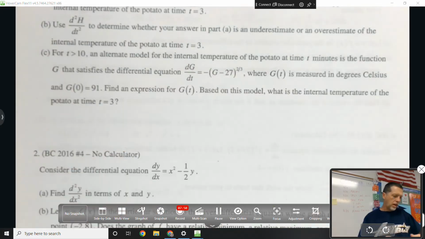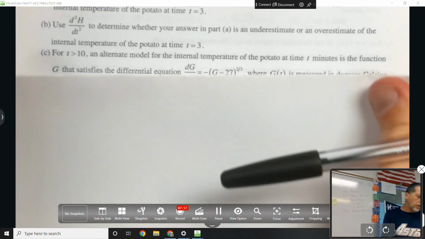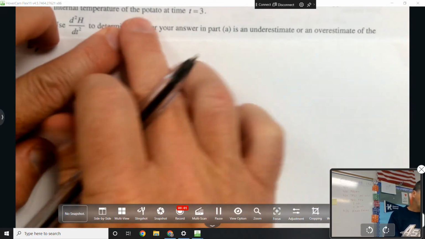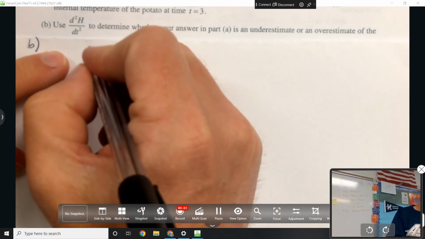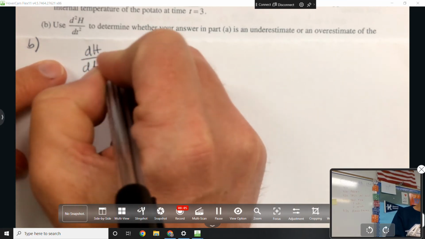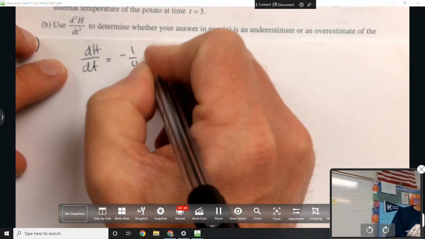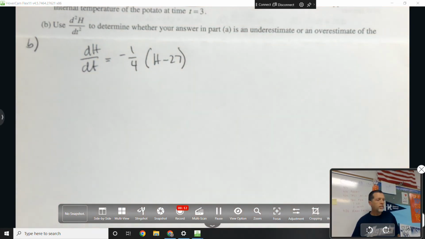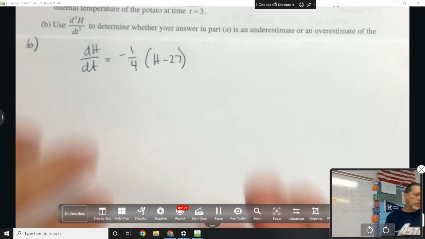Part B. Use the second derivative to determine whether your answer in part A is an underestimate or an overestimate. Okay, well, I'm not sure about the under-overestimate thing, but I can at least find a second derivative, and I would bet just about anything that part of the points for this is finding the second derivative, and the other part of the points is getting the over or underestimate correct.